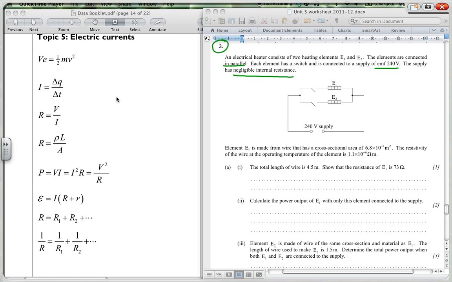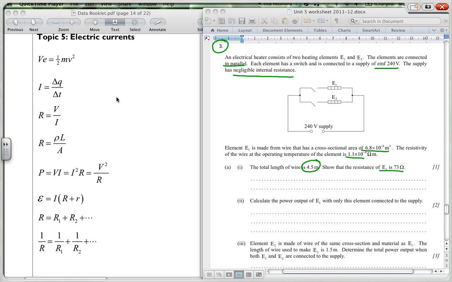Element E1 is made from wire that has a cross-sectional area of 6.8 times 10 to the negative 8 meters squared. The resistivity of the wire at the operating temperature of the element is 1.1 times 10 to the negative 6 ohm meters. The total length of the wire is 4.5 meters. Show that the resistance of E1 is 73 ohms.